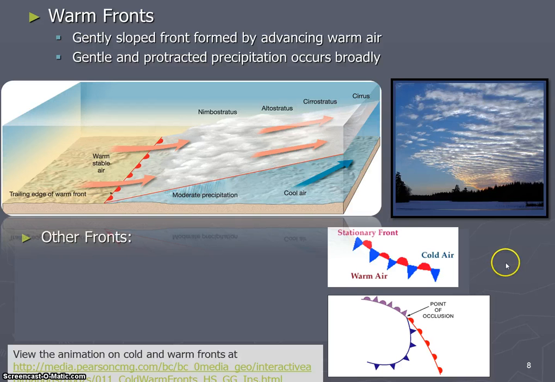So both fronts can produce precipitation, but you'll want to remember that a cold front moves more quickly and causes, generally speaking, more violent, blustery weather than a warm front will.